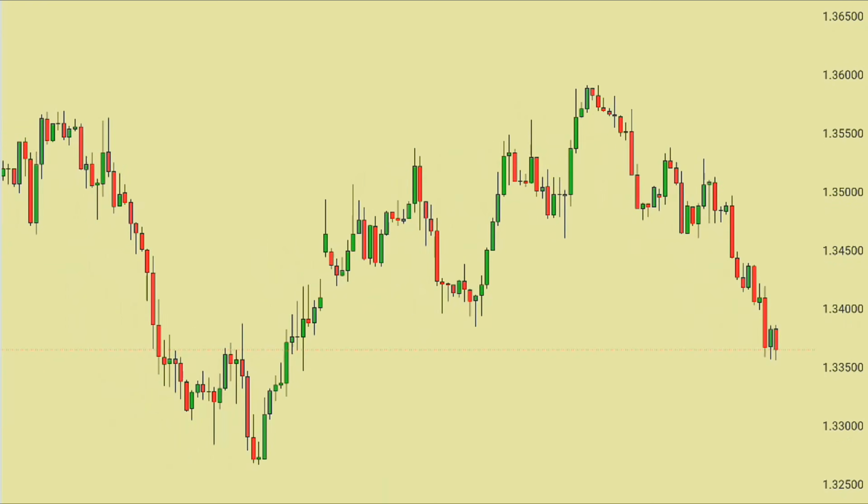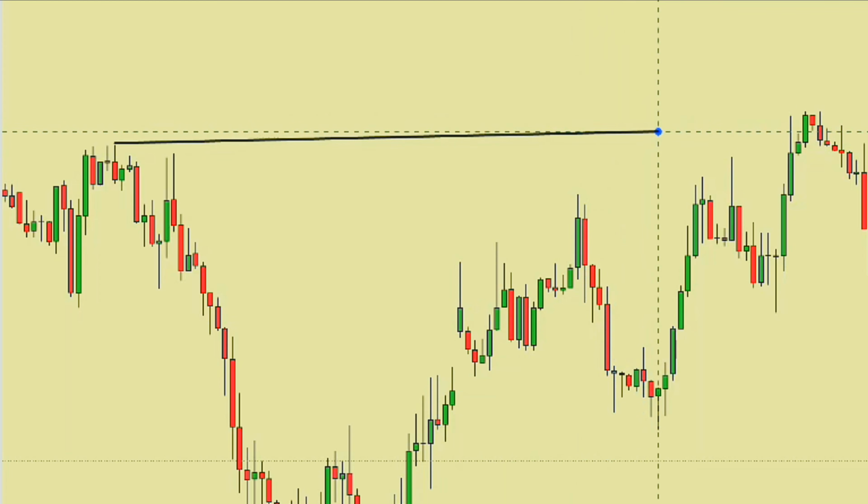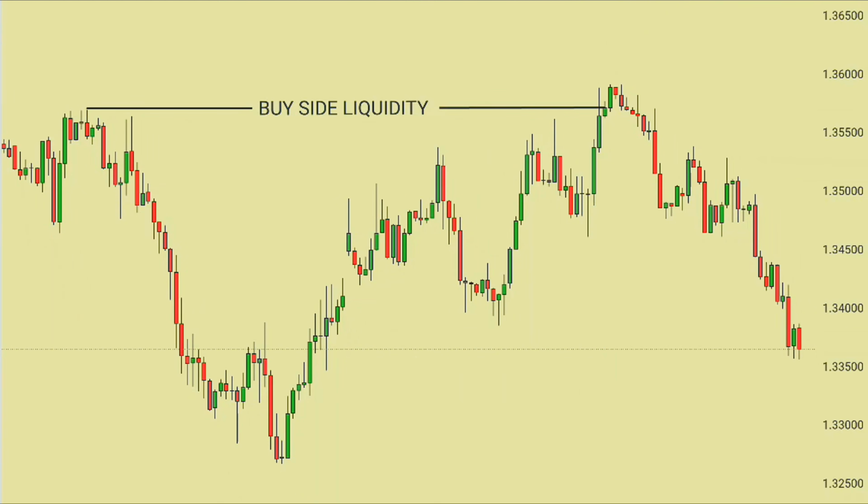Now look at this area carefully. You see these equal highs? This is where most traders make a mistake. Retail traders see this as resistance, and breakout traders are waiting to buy above it. But in reality, this zone is full of liquidity. Buy stops, pending orders, and stop losses, all sitting right above these highs.